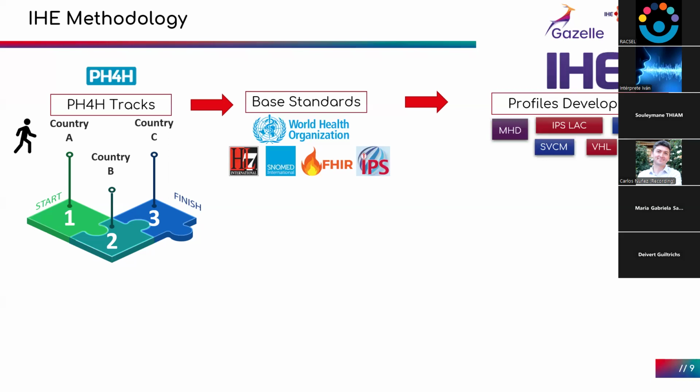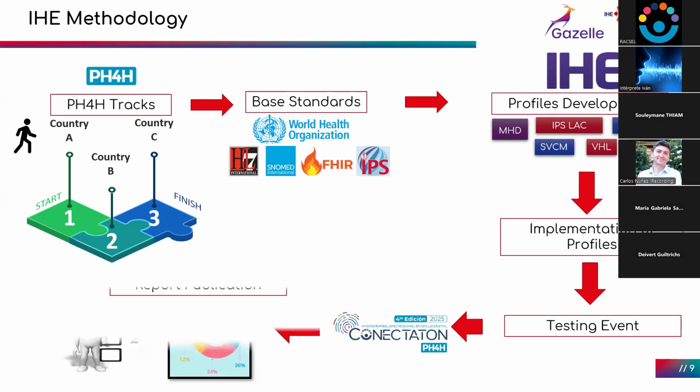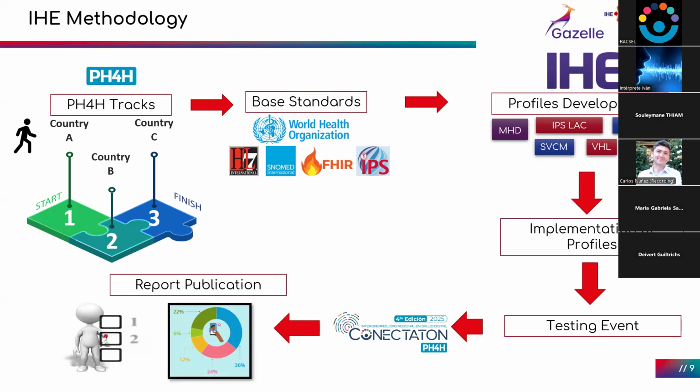After that, once we have the profiles, we proceed to the implementation of the profiles. And those profiles will be tested during the event. We test the tracks, but the profiles help us divide the tracks into several test cases, or TCs. After the testing event, we'll meet in El Salvador next week to perform the testing, and after that we will have the report publication. So this is globally the process, how we move from the tracks to the report publication.